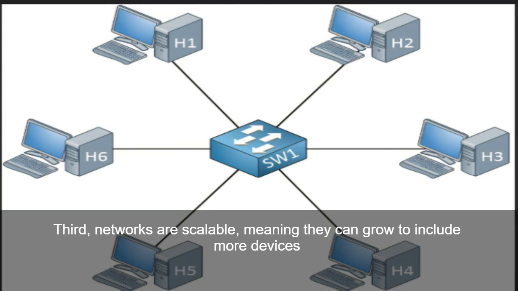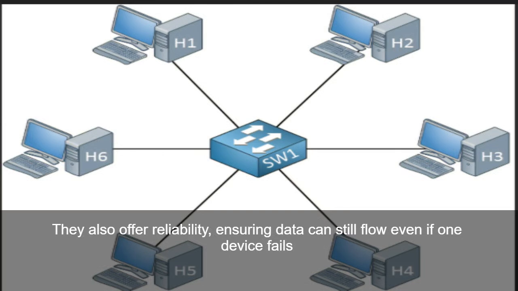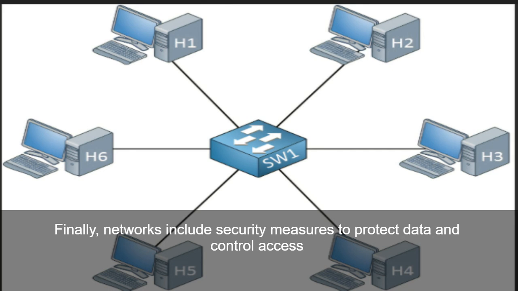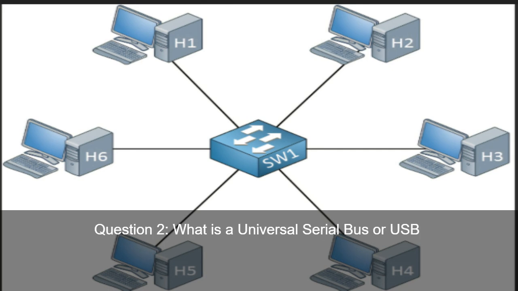Third, networks are scalable, meaning they can grow to include more devices. They also offer reliability, ensuring data can still flow even if one device fails. Finally, networks include security measures to protect data and control access. Question 2, what is a universal serial bus or USB?